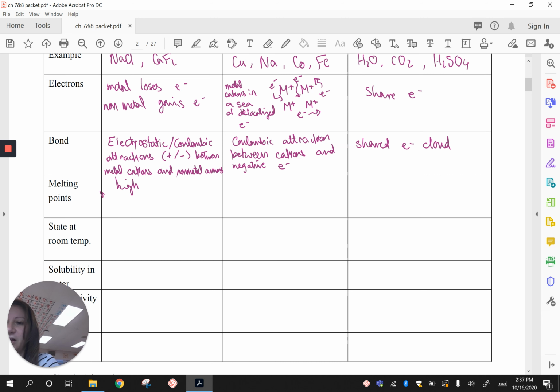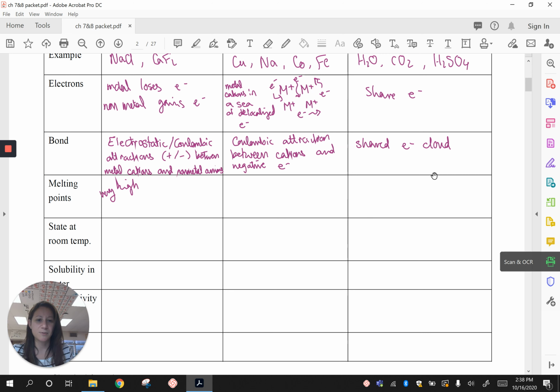We're going to say very high melting points. Have you ever tried to melt salt at home? It's not easy. You require thousands of degrees to get it to melt. So very, very high melting points relatively.